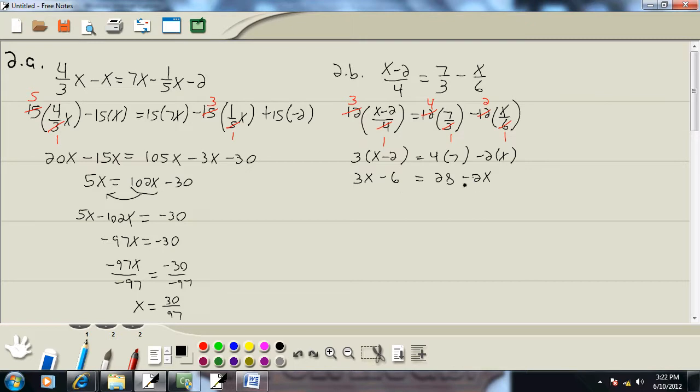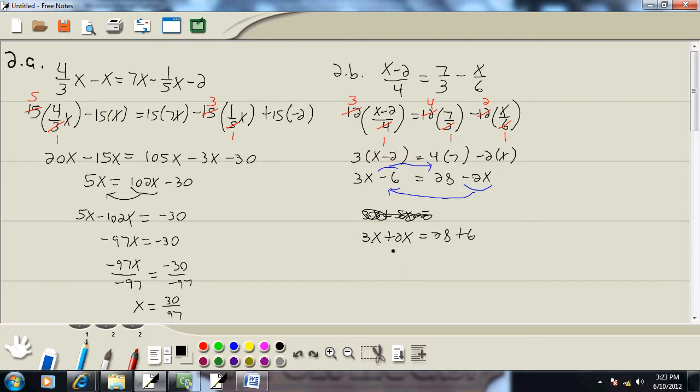Third step. Get everything with an x on one side, numbers on the other side. So I'm going to take the x's and move the negative 2x to the left side, and take the negative 6 and move it to the right. When you take anything across the equals, the sign changes, so my negative 2x becomes a positive. Try that again. The negative 2x becomes a positive 2x. I was already doing a couple steps in my head. And then the negative 6 becomes a positive 6.